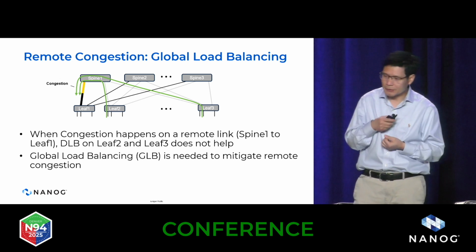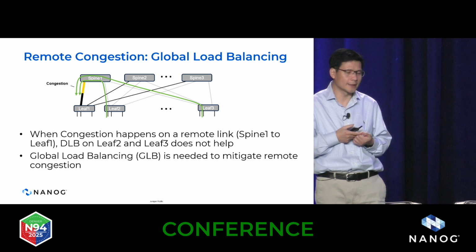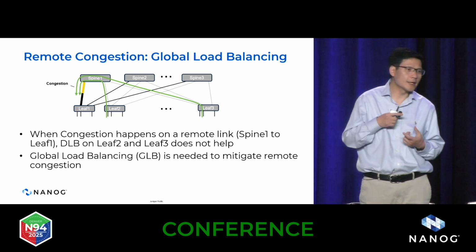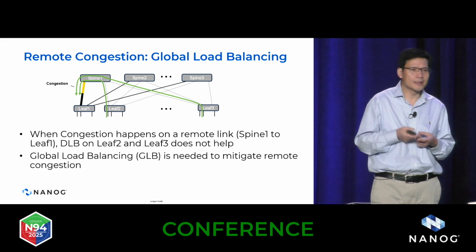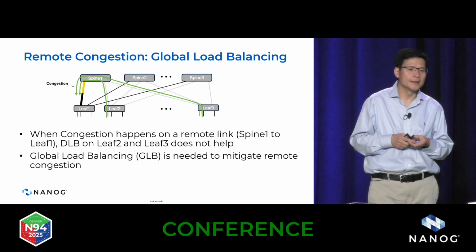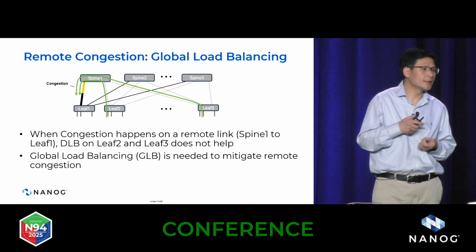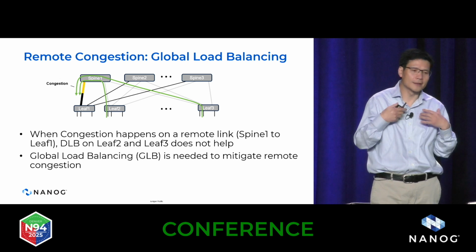So that's why there are two key important parts of global node balancing. First, you have to discover the topology of those flows. Second, you have to be able to detect those congestions which are not local to you.